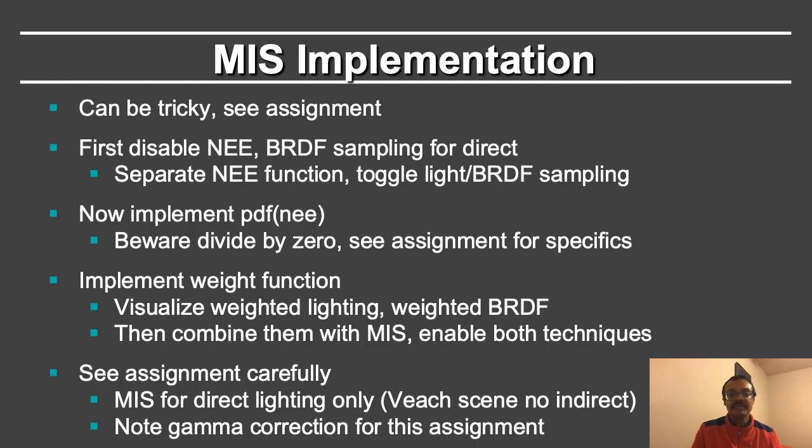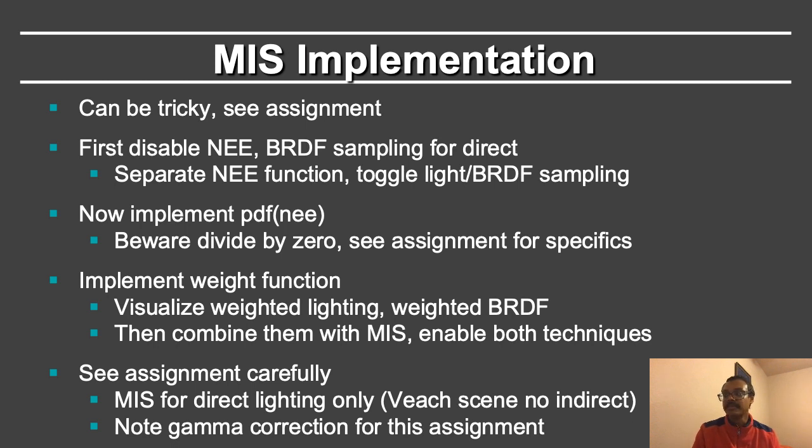Now, the implementation of multiple importance sampling is really the capstone achievement in this course, and it can be tricky. Please see the assignment. Some hints generally to get it working. First, disable next event estimation and just use BRDF sampling for the direct. And then have a separate next event estimation function. So toggle between lighting and BRDF sampling and see if you're able to reproduce the images I showed you earlier for the beach scene. Now you implement the probability distribution function for next event estimation, and there is a little bit of carefulness you need to do to avoid dividing by 0.